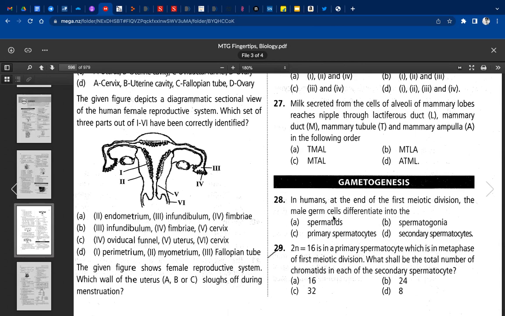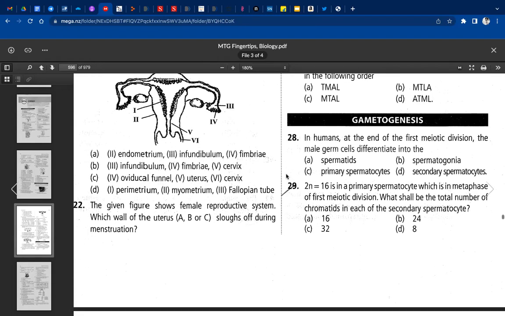Since we have discussed it, can you tell me which is the right order? It always starts with the tubule, then the duct. So remember, mammary tubule, mammary duct, mammary ampulla, and finally it will reach the lactiferous duct. So it will be option A, TMAL. Anyways, so question number 29.